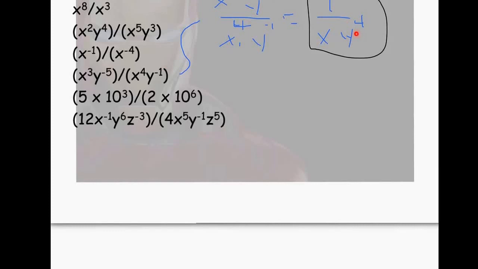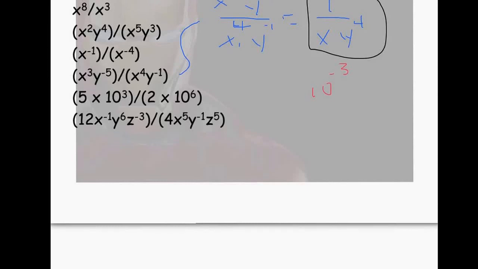Alright, let's look at the next example. This one involves scientific notation. So we look for similar bases. I see 10 to the 3rd, 10 to the 6th. If we are dividing that, we subtract: 3 minus 6 is -3. So our base is going to have 10 to the -3rd power. And then we're dividing. 5 divided by 2 is 2.5. That's just straight division. So our answer is 2.5 times 10 to the -3rd in scientific notation.